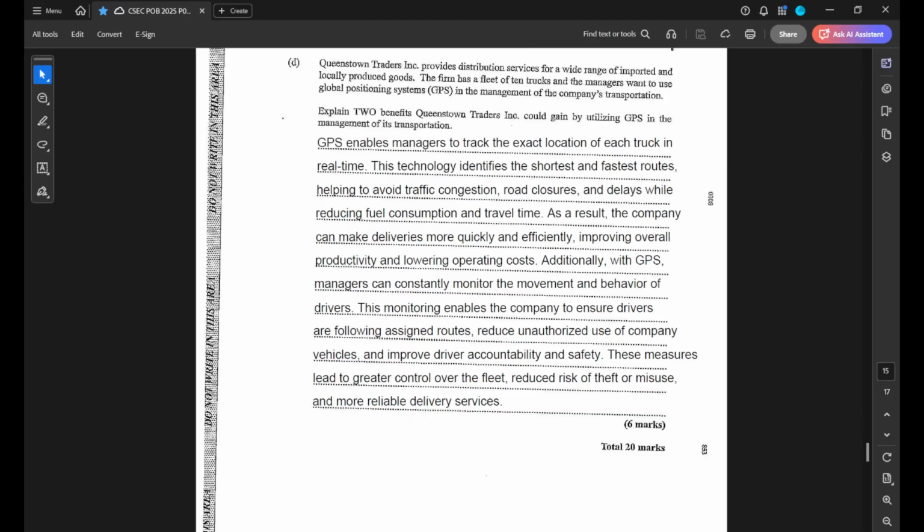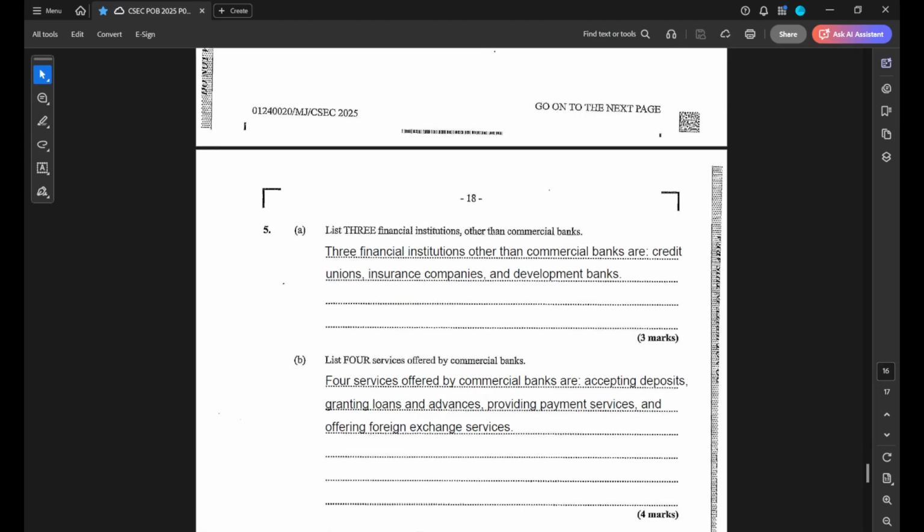Number 5E. List three financial institutions other than commercial banks. Three financial institutions other than commercial banks are credit unions, insurance companies, and development banks. Part B, list four services offered by commercial banks. Four services offered by commercial banks are accepting deposits, granting loans and advances. That is giving you more money than was actually authorized for you. Basically, that is what an advance is. Providing payment services and offering foreign exchange services when you want the money to change from one currency to the next.